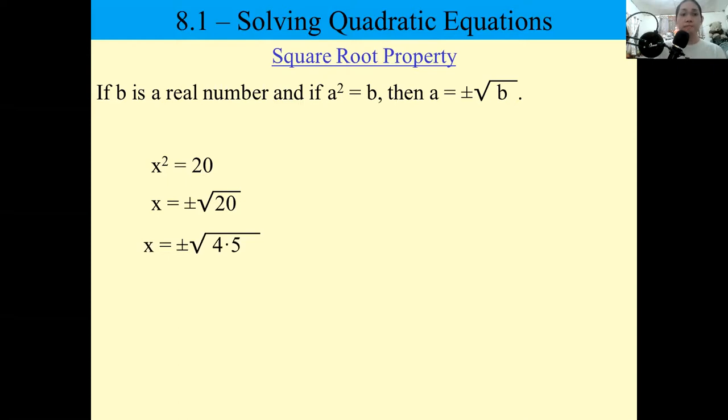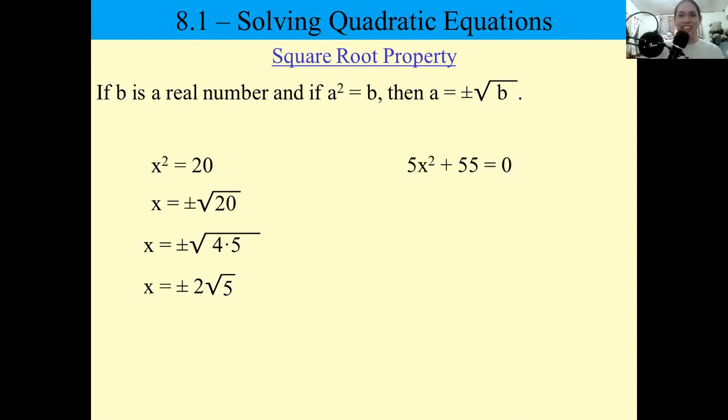Next, we can simplify it as x is equal to positive and negative square root of 4 times 5. And we all know that the square root of 4 is 2. Then we have the final answer: x is equal to positive and negative 2 square root of 5.